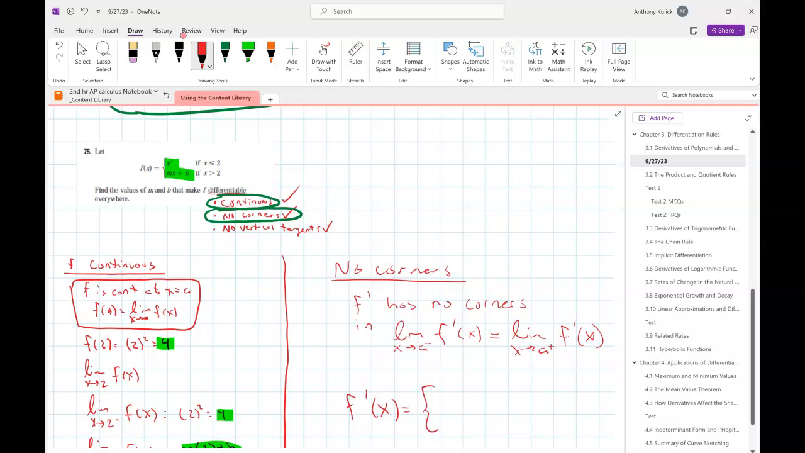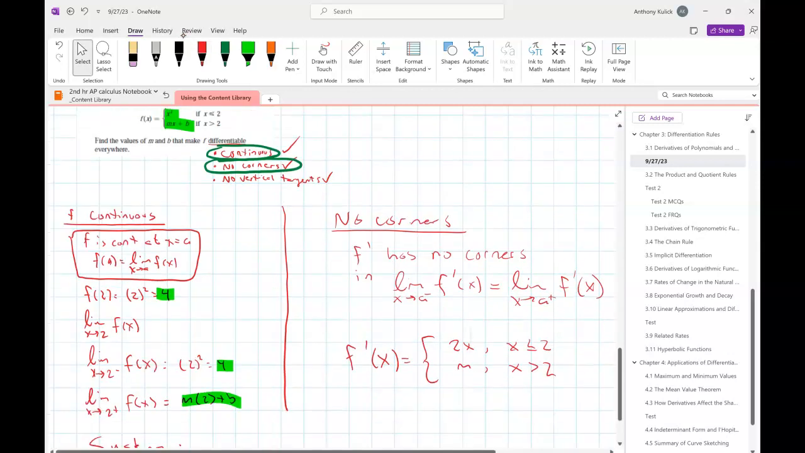I just take the derivative of the pieces. What's the derivative of x squared? Yes, 2x. And what's the derivative of mx plus b? m.